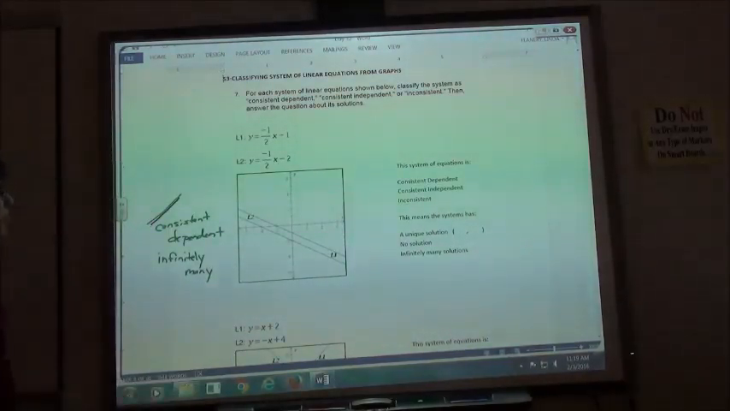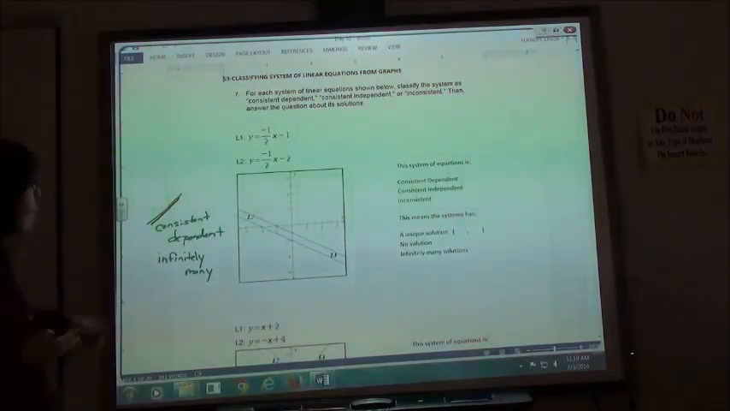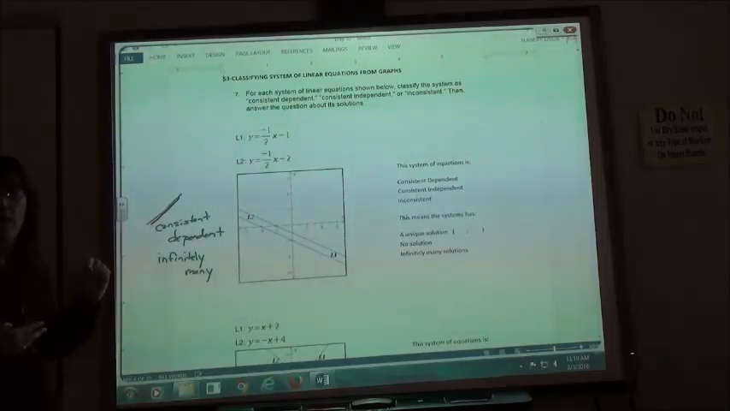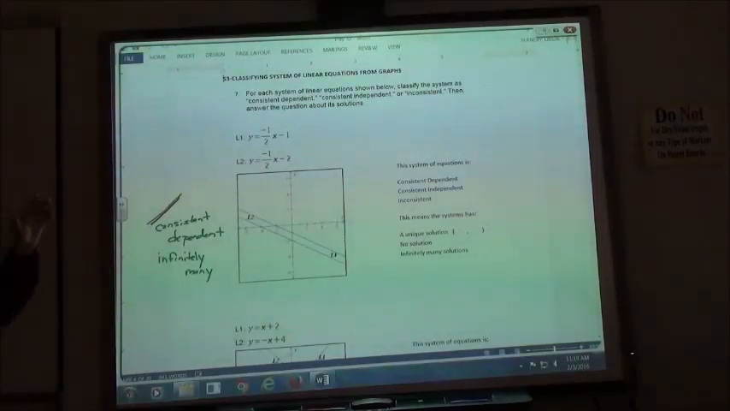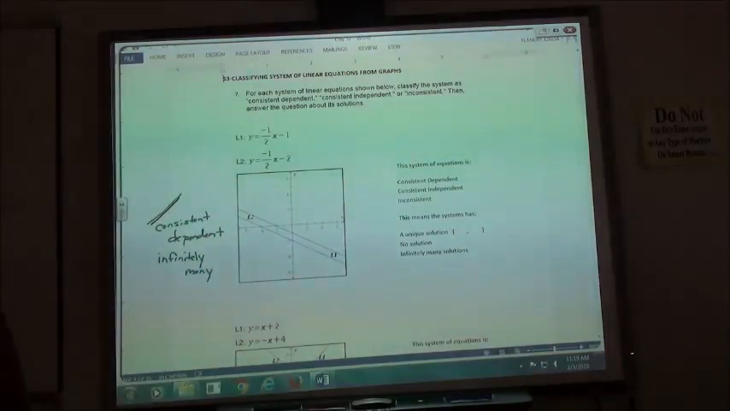So those were the three ways that you could have your lines. Either they intersect in a point, they're consistent independent, they're parallel, they're inconsistent, or they're really the exact same line, one on top of the other, consistent dependent. So on each of these, you're going to have one of each of those, and you're just going to pick them out.